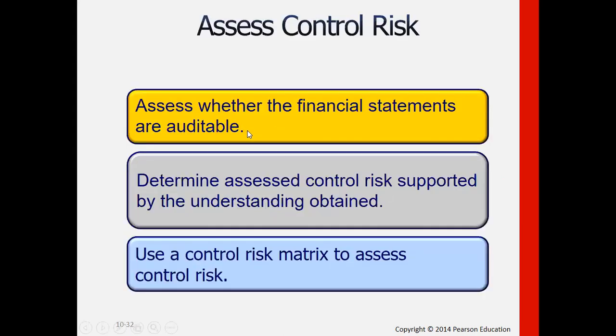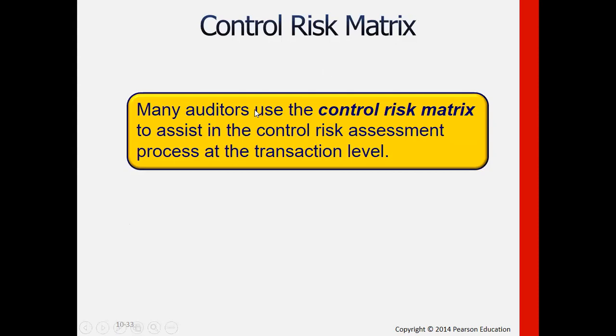For assessing control risk, this would involve assessing whether the financial statements are auditable. So given the situation of the client, can we really do the audit? Or do we have scope limitations? Because of the client situation, we cannot really perform the audit. Then we assess control risk supported by the understanding obtained. Whatever our assessment results are, they should be supported. And we use this control risk matrix to assess the control risk, and that will be shown later on. Many auditors use the control risk matrix to assist in the control risk assessment process at the transaction level.